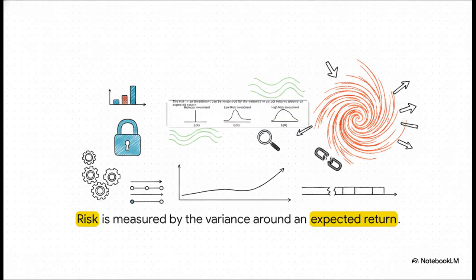Look at the riskless investment on the far left here. The actual returns always equal the expected return, right? It's just a single vertical line. Zero variance, no surprises. But as you move over to that high-risk investment on the right, you get this wide, flattened curve. That spread visually represents a much higher variance. Your actual returns could be way higher or a total disaster and way lower than expected. In the finance world, that variance literally is the risk.